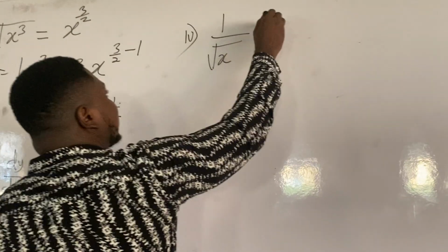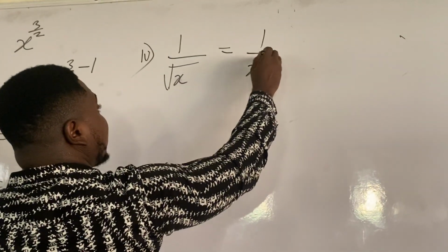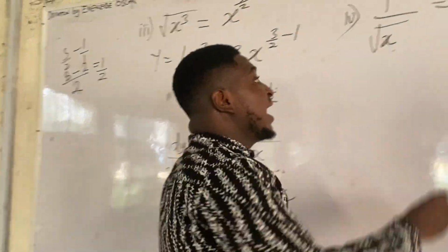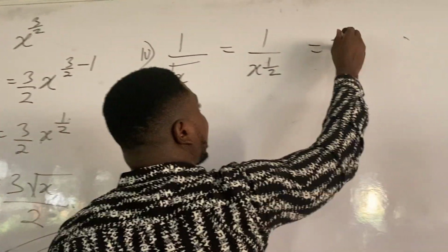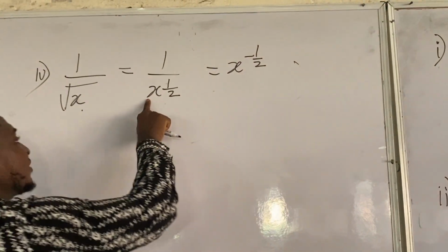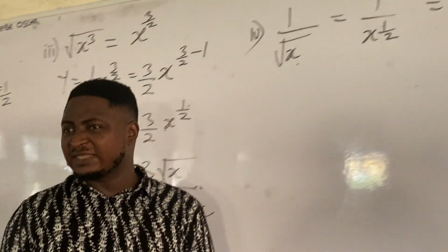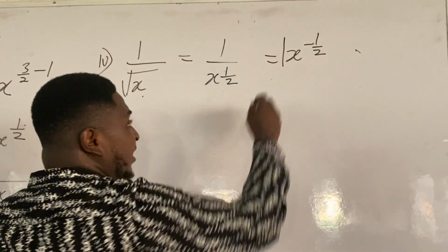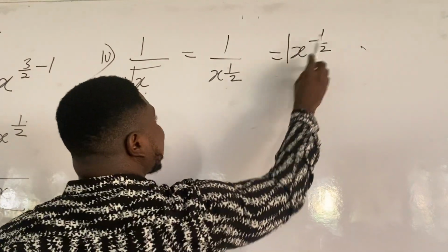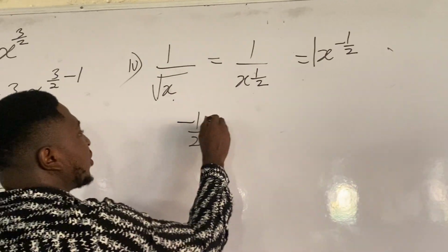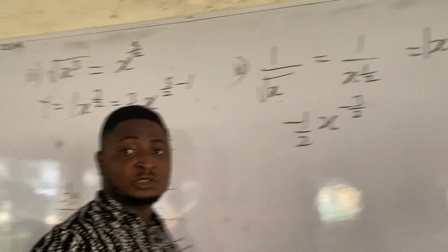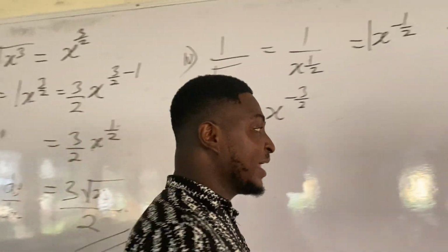1 over root x is the same thing as 1 over x raised to power 1 over 2. The square root of any variable is that variable raised to power 1 over 2. Now x raised to power 1 over 2 can come up and become x raised to power minus 1 over 2. When it comes up, it acquires a negative sign. Now let's differentiate. 1 times minus 1 over 2 is minus 1 over 2. Repeat your x. Minus 1 over 2 minus 1 is minus 3 over 2. I'm good in fractions, I know that's the answer.